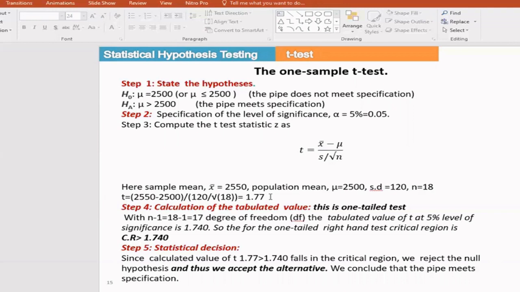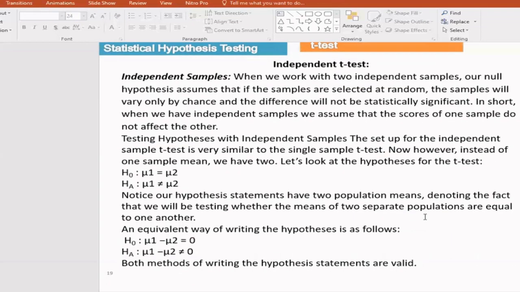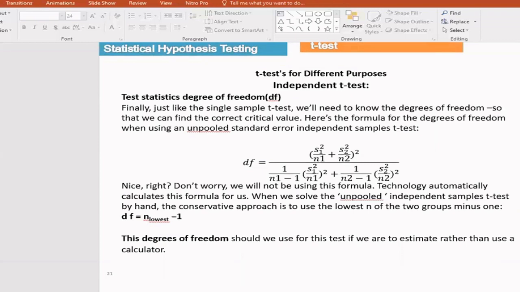Now we have to find the tabulated value of t from the table, and we have to consider the degrees of freedom, which is 17. Now remember that our level of significance for one tail is 0.05. Okay, now let us use the table. As I told you, at the end of the slide, I put the table for you.